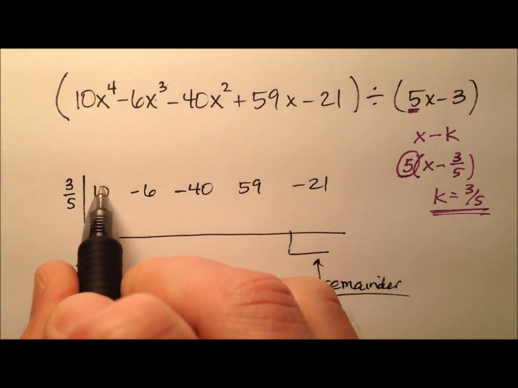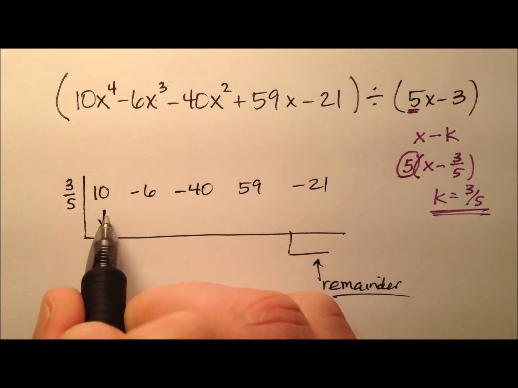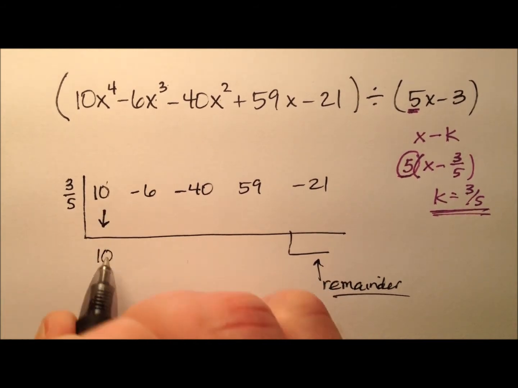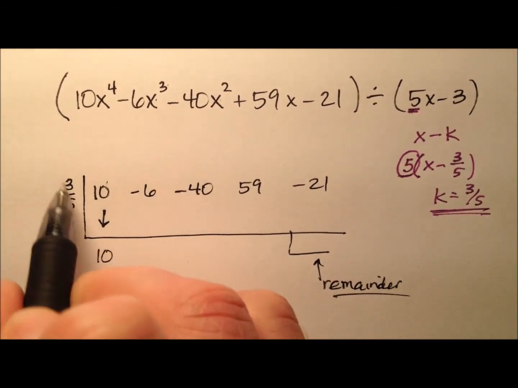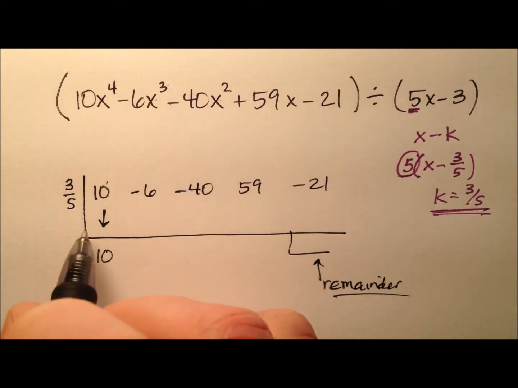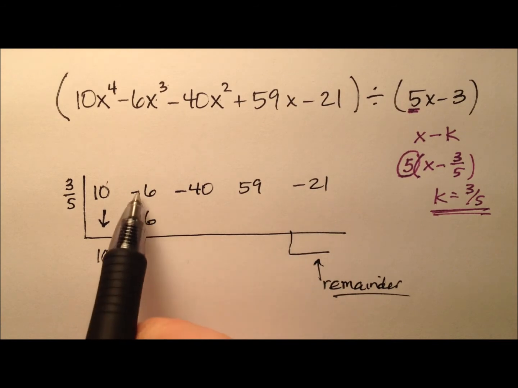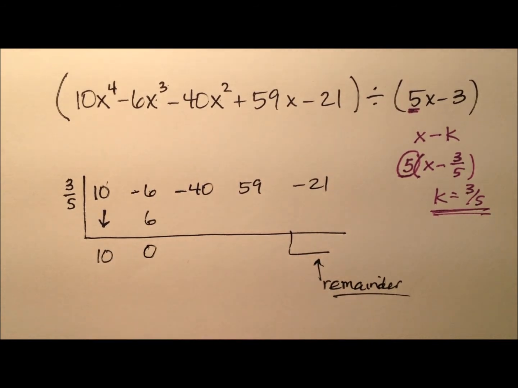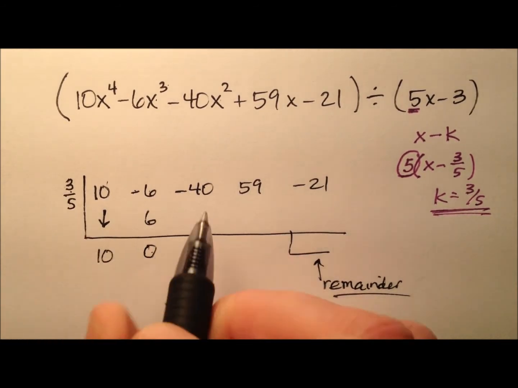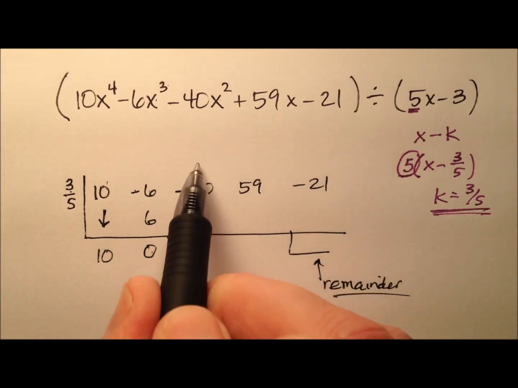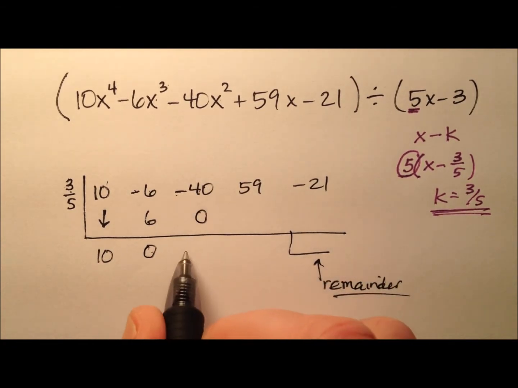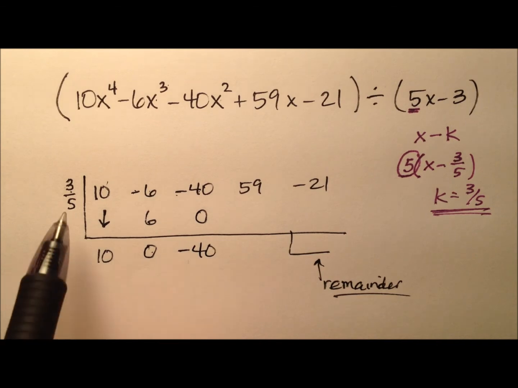Alrighty. So in my synthetic algorithm here, I'm going to bring down the first, and I have 10. Then I'm going to go through a series of multiplications with additions. So 3/5 times 10 is 6. When I add this column, -6 plus 6 is 0. Then I'll multiply. 3/5 times 0 is 0. And I'll add this column. -40 plus 0 is -40.